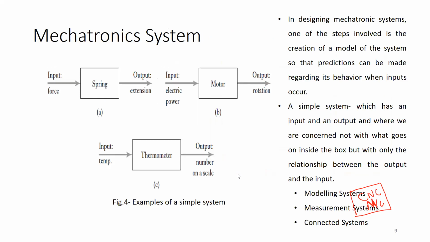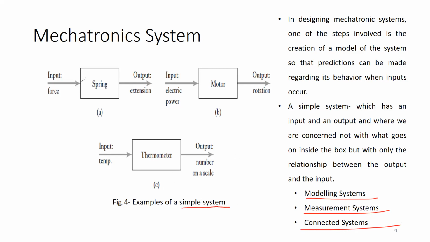Now we will start tomorrow the mechatronic system and the various systems which make a mechatronic system. So we will firstly start with the simple system, and this simple system will be further divided into three parts: modeling system, measurement system, and connected systems. So what are those? We will just see.